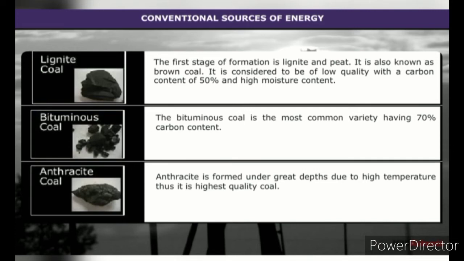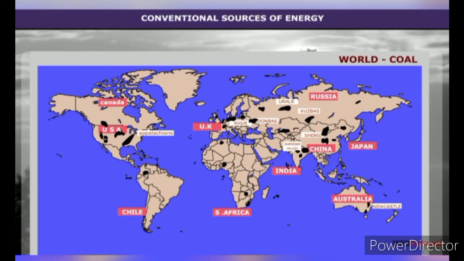The bituminous coal is the most common variety having 70% carbon content. Anthracite is formed under great depths due to high temperature. Thus, it is highest quality coal. Major coal deposits are found in Czech Republic, United States, China, India, and some CIS countries. In the southern hemisphere, Australia and South Africa have also some small deposits.